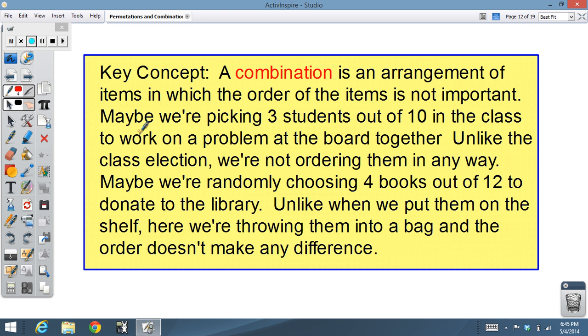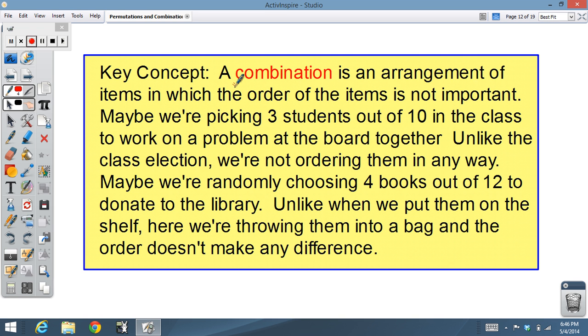All right, next thing we've got to know. A combination is an arrangement of items, but the order's not important. This is like throwing 4 of our books into a bag, where it doesn't matter what order we throw them in. The book says if we're making a fruit salad and we can choose any 3 possible fruits, it doesn't matter what order you put them into the salad, you're just lumping them all together. So maybe we're picking 3 students out of 10 to do a problem on the board. They're working together. It doesn't matter what order we select them.